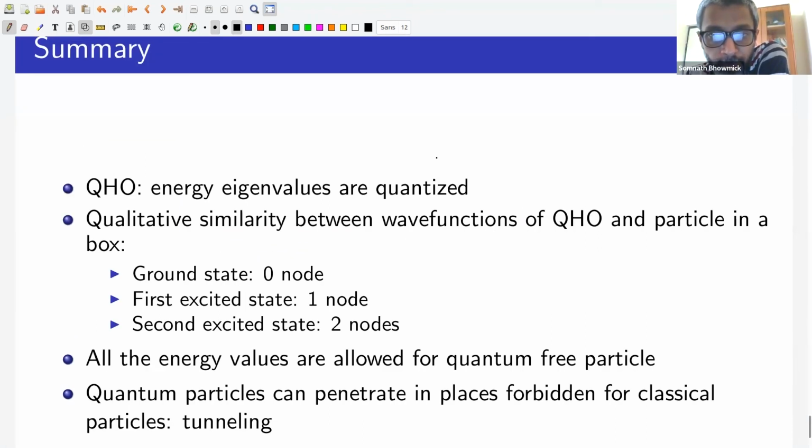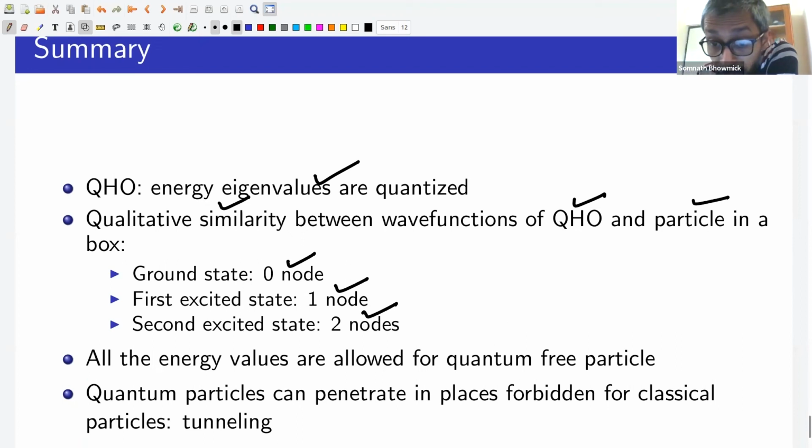Let us summarize what we have learned in this lecture. We have solved 3 classic problems in quantum mechanics. So we started with the quantum harmonic oscillator, and we found that the energy eigenvalues are quantized. And we also noticed the qualitative similarity between wave functions of the quantum harmonic oscillator and the particle in a box. For example, the ground state has 0 nodes. The first excited state has 1 node. The second excited state has 2 nodes, and so on.